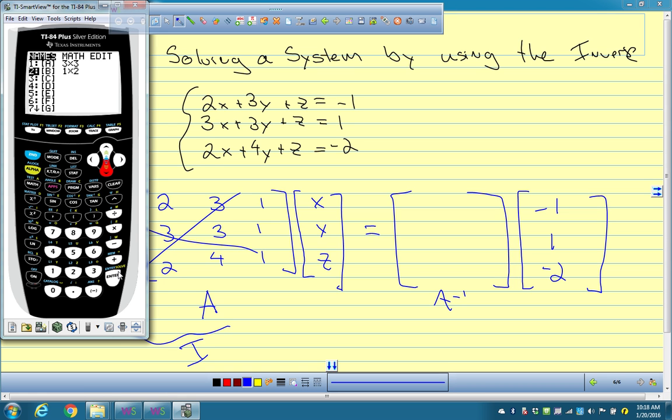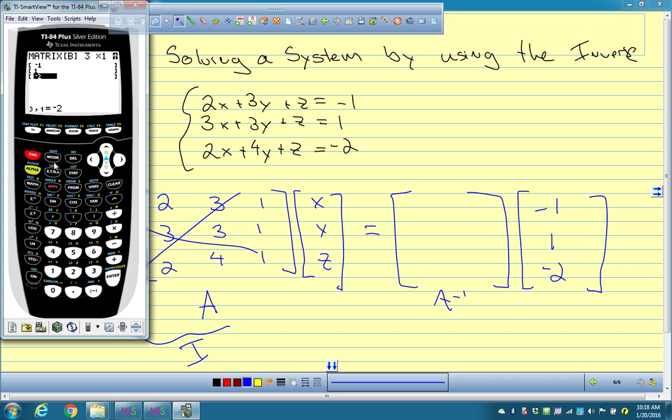What are the dimensions of matrix B going to be? What are the dimensions of this matrix over here? 3 by 1, okay? 3 by 1, right? And I'm going to put in the numbers. Negative 1, 1, negative 2, okay? So there's matrix B.